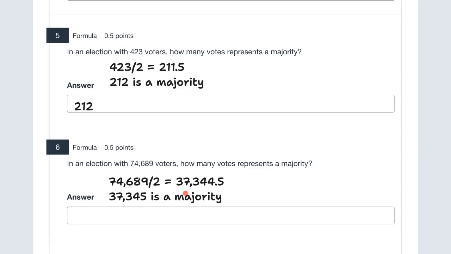So when we put the number in our box here, if we put in 37,345, Canvas will immediately go in and stick a comma in our answer as soon as we click off it.